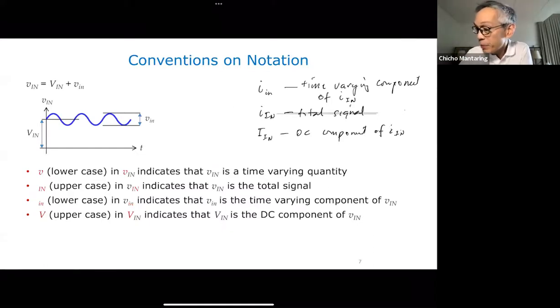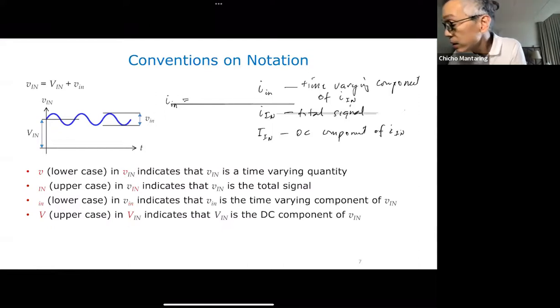So that means my current, small i_n, is equal to capital I_N plus small i_n. So that's the conventional notation. Anyway, those of you that are confused, try to digest it some more when you review the notes.